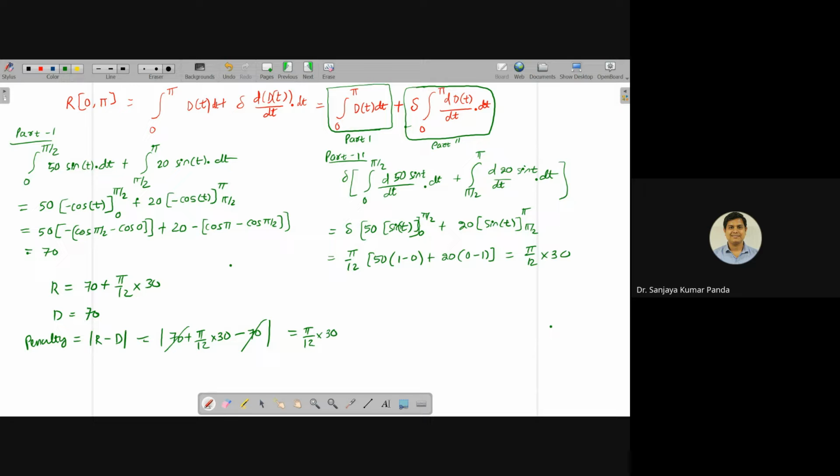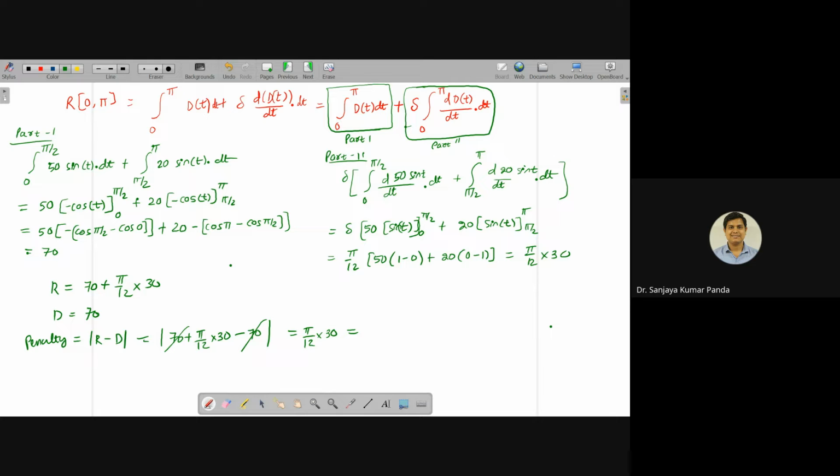And you know what is the value of pi? Pi is 22 by 7, right? So if you put 3.14 here, how much are you going to get? Can anybody calculate? Pi by 12 into 30.